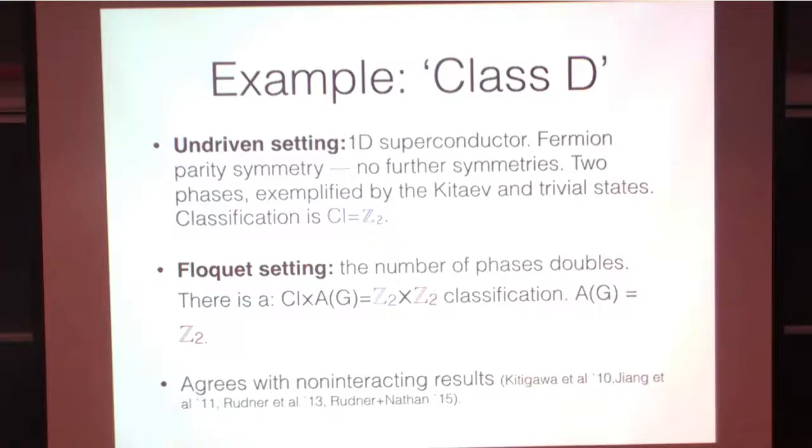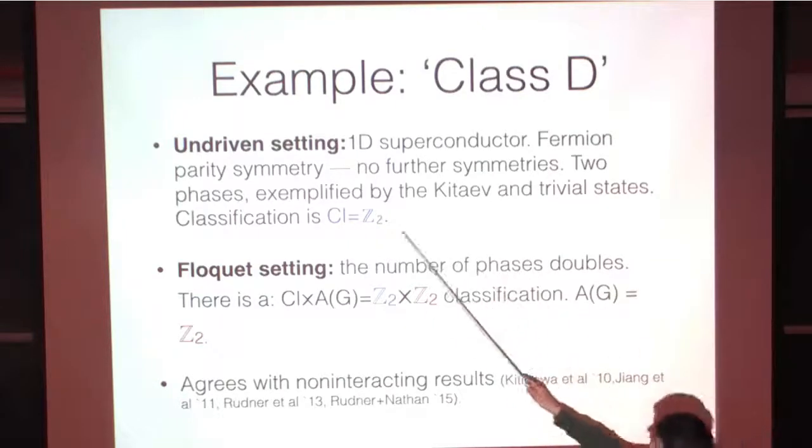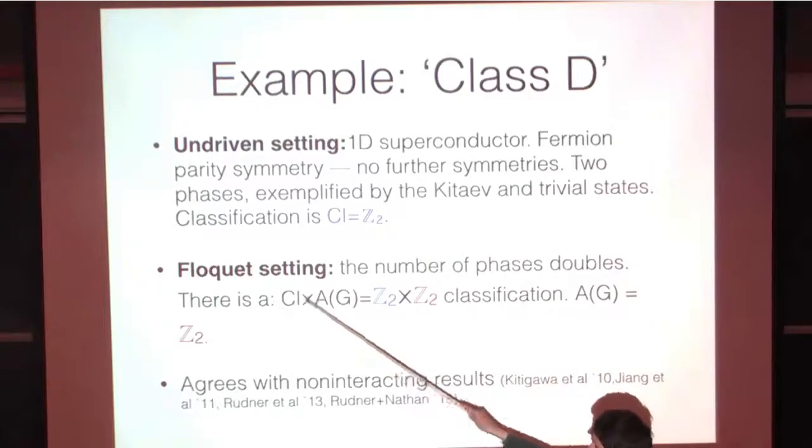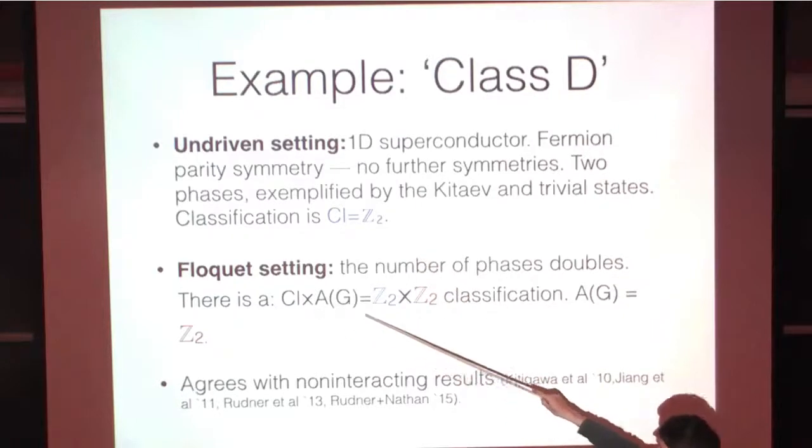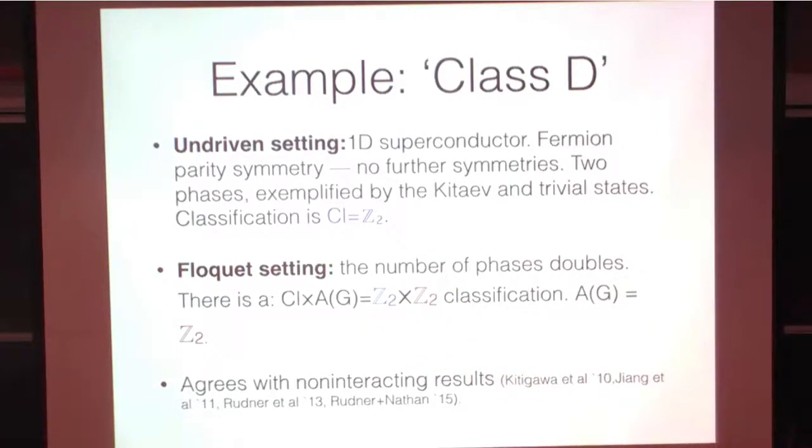So it turns out that in the Floquet setting, this classification is enriched. We get the Z2 from the undriven classification, and then we get a pump charge, which can take one of two values. And this corresponds to the fact that for this Floquet drive, you can, in the bulk, either evolve with a Kitaev Hamiltonian or a trivial Hamiltonian. And then at the edge, you can either do nothing, or you can transport a fermion odd charge from the left edge to the right edge. And so that's where the Z2 cross Z2 comes from. Reassuringly, this agrees with various non-interacting results on driven Kitaev chains.